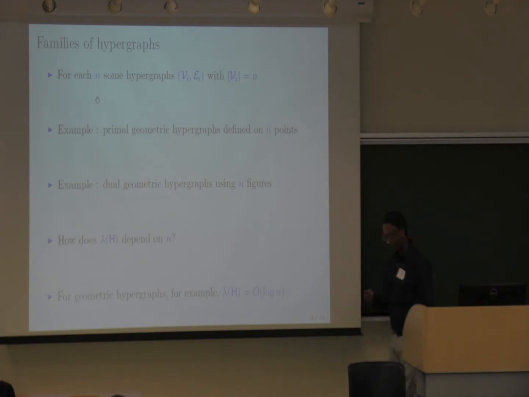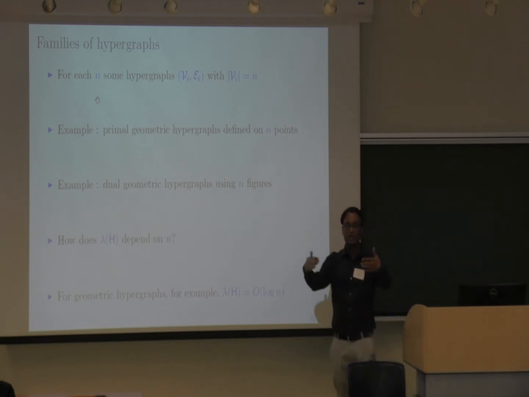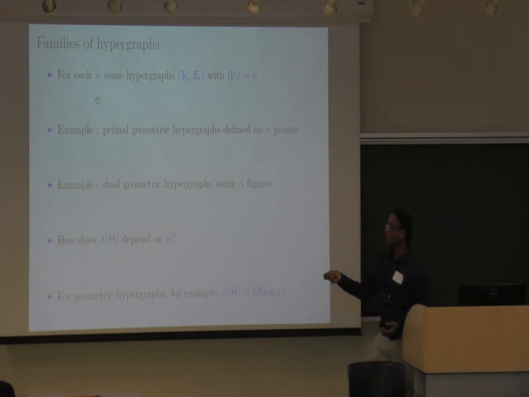Okay, so before I go on to talk about lower and upper bounds on lambda edge, let me just give some definitions about what we mean by families of hypergraphs. In families of hypergraphs, for each n you have some hypergraphs with n vertices. For example, you have primal geometric hypergraphs defined on n points, or dual geometric hypergraphs defined on n figures. The main question there is, if I fix a class of figures, for instance, that defines for each n a lot of primal hypergraphs, how does this lambda edge depend on n? And as we have seen, for geometric hypergraphs, we have this easy upper bound. So is there a corresponding lower bound?